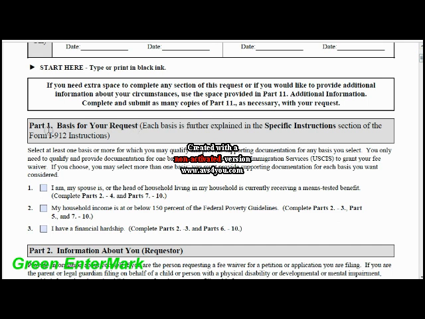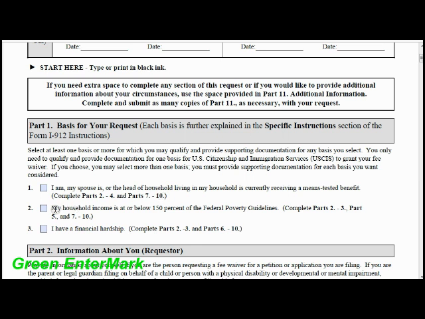Part 1 of this form is the basis for your request, the excuses on which you are filling this form for a fee waiver of any other form. There are three bases or excuses mentioned here. First, you and your family are getting a means-tested benefit, so you have to fill out Parts 2 to 4 and 7 to 10 of this form. No need to fill out any other part.